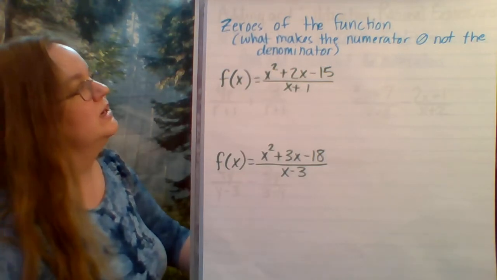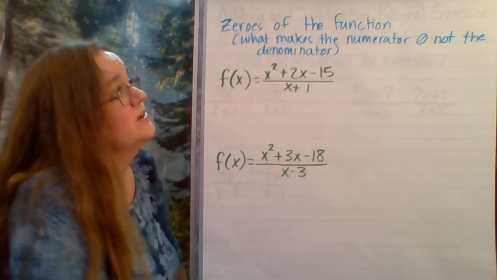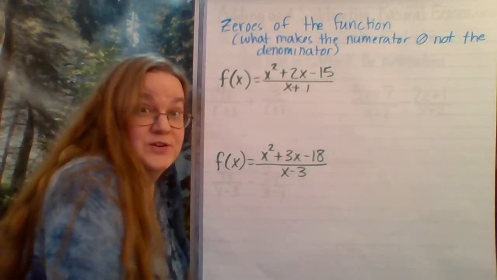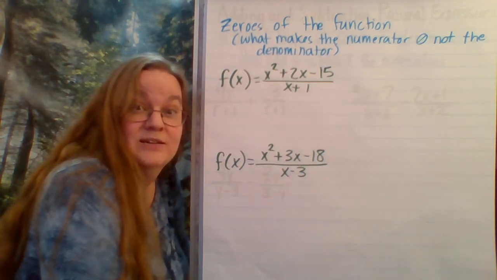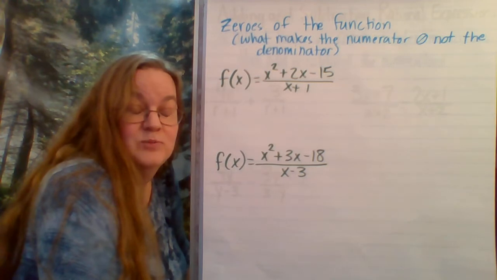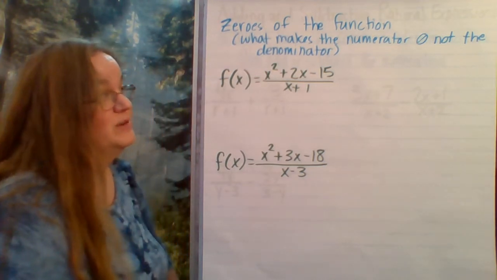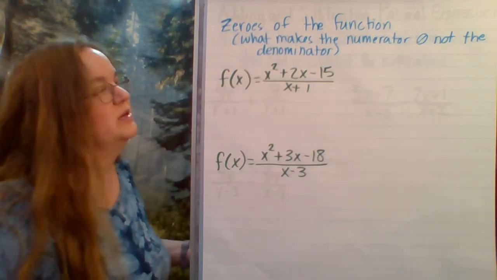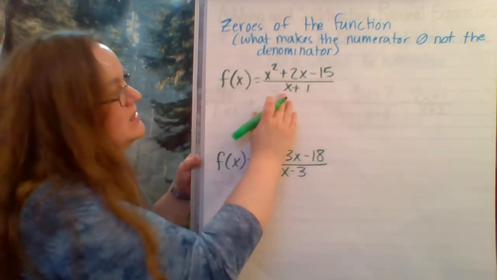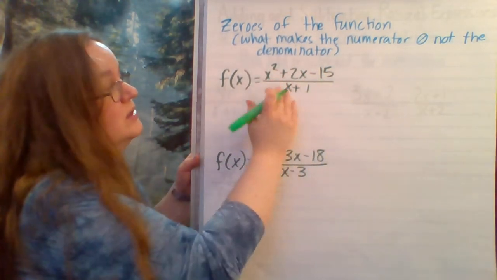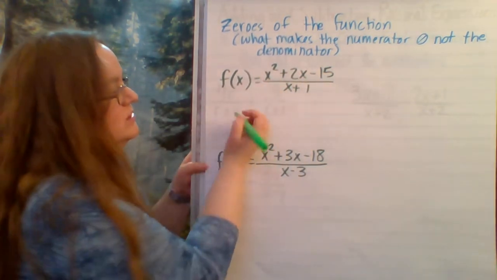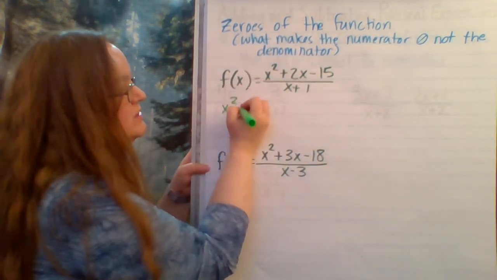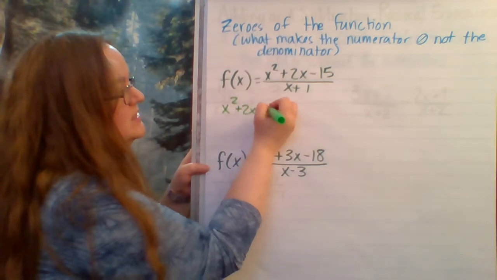If I were to ask you to find the zeros of a function, I'm looking for what makes the numerator 0, not the denominator, because remember, I can't have a denominator of 0. So if I take a look at this first one, as before, the first step is to factor this particular expression. I'm going to go over here and do that off to the side.